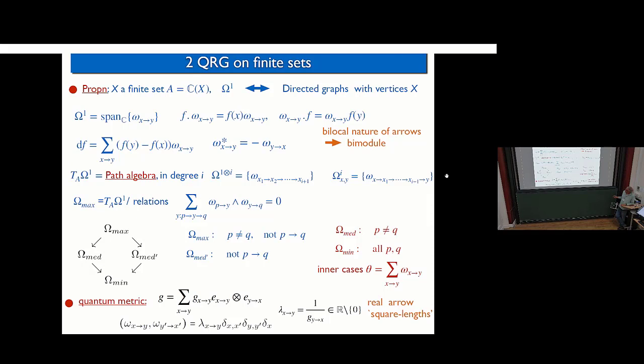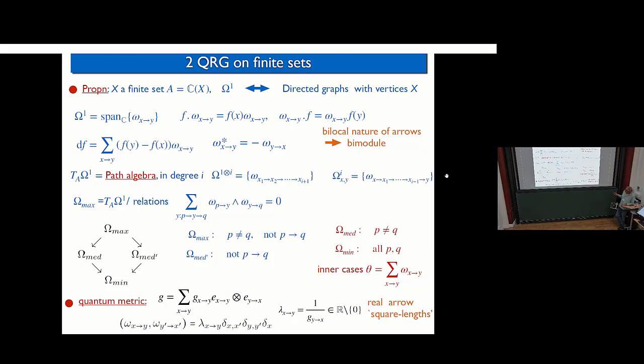Then there's one where you just impose this one. Then there's the one where you just impose the other one. And there's the one where you impose it for all p and q. But that's the strongest one that gives you the smallest calculus. So we'll call this omega min, and that's actually the one that has a good limit in many examples. So we'll work with this one.